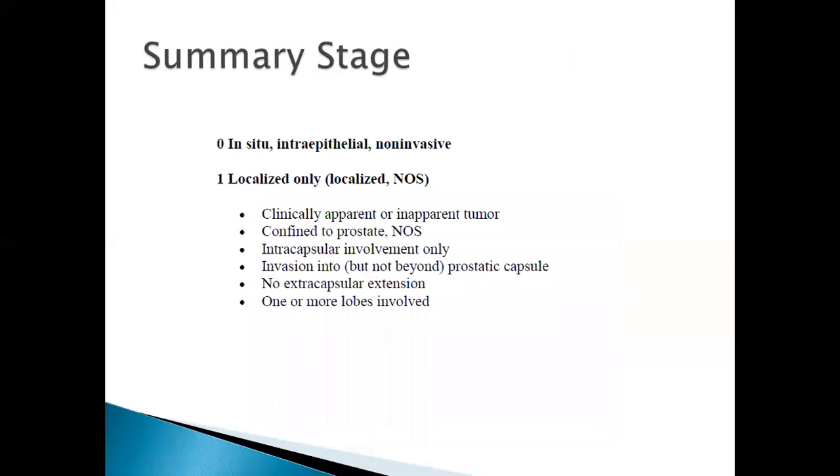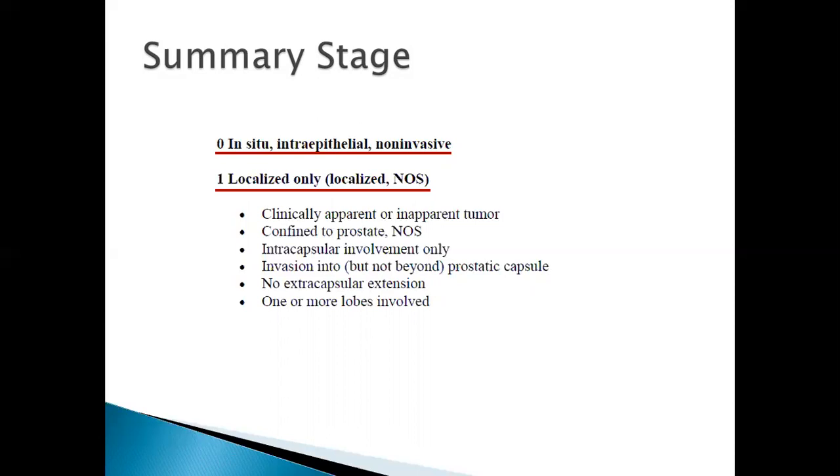So just as a quick reminder, summary stage. Summary stage 0 is in situ or non-invasive prostate cancer, which you will never have to assign since these are not reportable cases for cancer registrars. So you will never, ever have to assign a summary stage 0, okay? It's there because it can happen, but we're not going to have to assign it because that won't be a case for us to report. Then we have summary stage 1, localized.